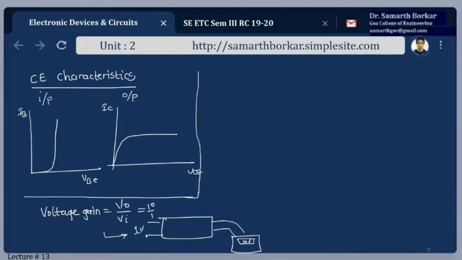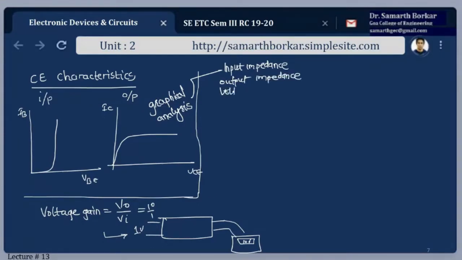Now when the signals are very small, we cannot do this graphical analysis. Fine. One is doing the practical setup. Second, you plot for different values and then you do the graphical analysis. By doing this graphical analysis, I can get those 4 parameters. The parameters are input impedance, output impedance, voltage gain, and current gain. All these things are known by doing the graphical analysis.